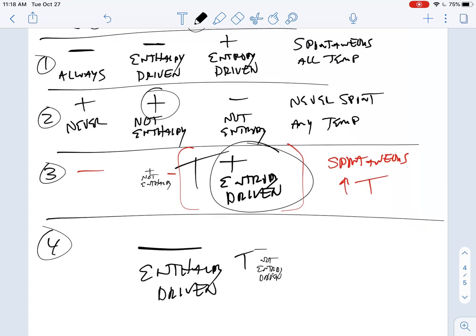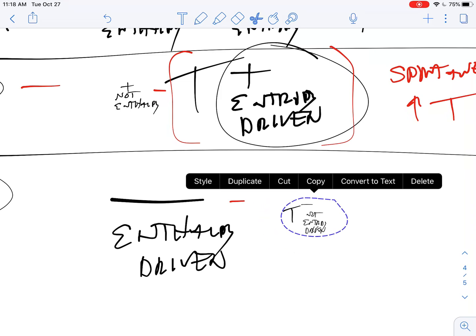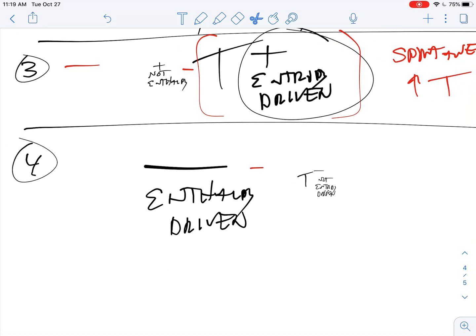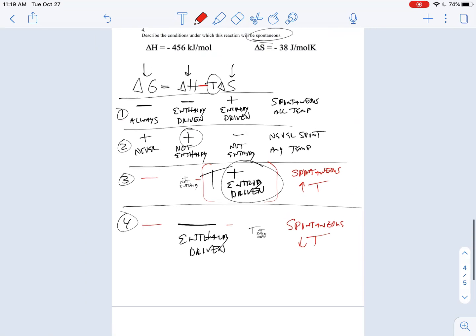Because if you make the temperature small, then what you have is you have a big negative number here, and then you're going to be subtracting a small negative number, because again, this is as small as you can make it. And so if you have a big negative number and you're subtracting a small negative number, that means that you are essentially adding a small number. And so this will end up being negative only when the temperature is small. So this is going to be spontaneous at low temperatures.